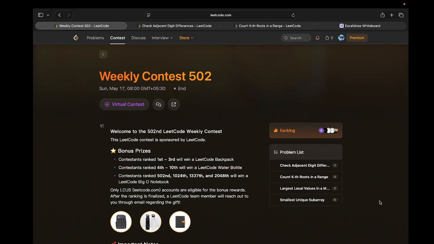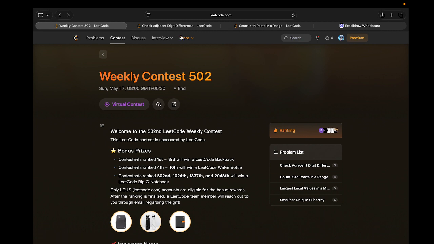This one is weekly contest 502, and I would say the contest is good, but I don't know what is happening with LeetCode. They are mostly asking math-related problems in the second question, which is more related to Codeforces, and a lot of people have also mentioned that. LeetCode is becoming Codeforces, but yeah, the second question is really interesting, and apart from that, the contest is really good. So let's get started.